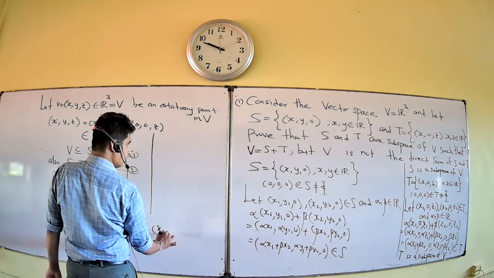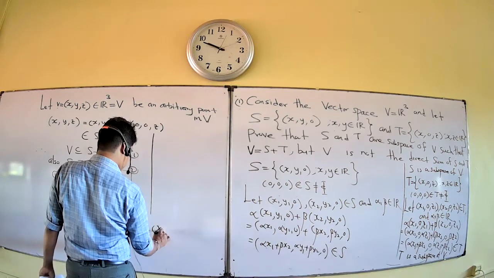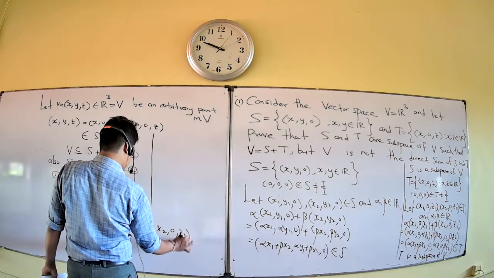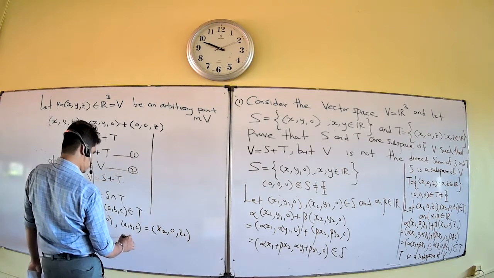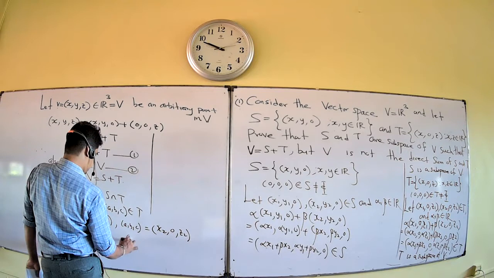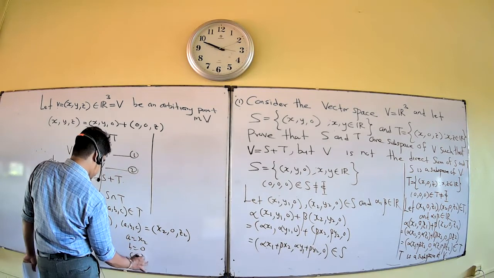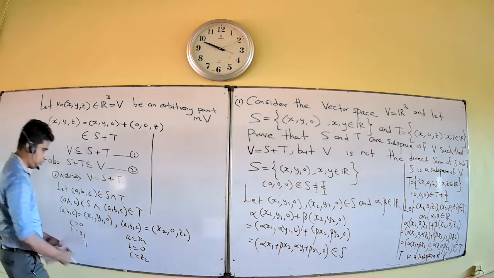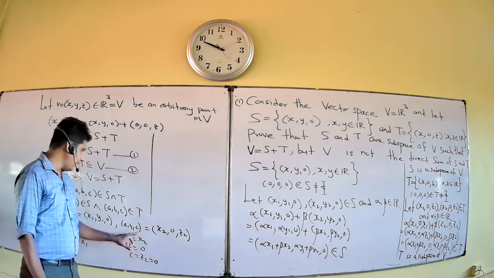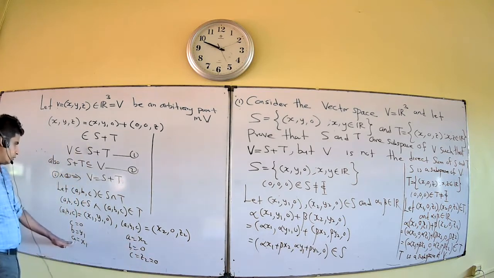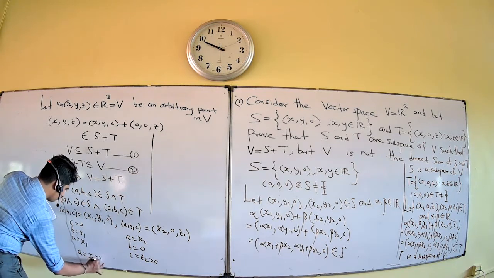Some point, which one? You take (x2, 0, z2). So from this one, a equals x2, b equals 0, c equals z2. We already know that c equals 0, then this is 0. Therefore, now b is 0, c is 0, a equals x2 only. So a equals x1, a equals x2. Therefore, x1 equals a equals x2.